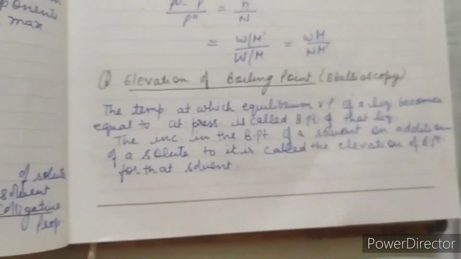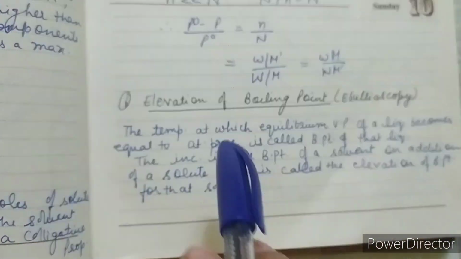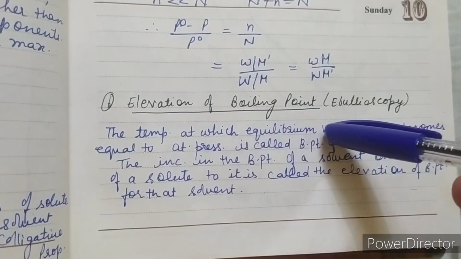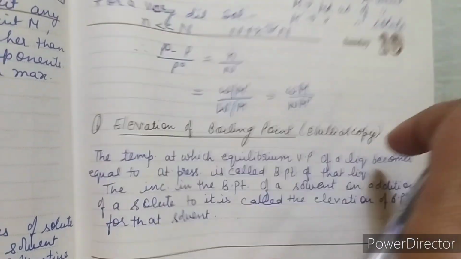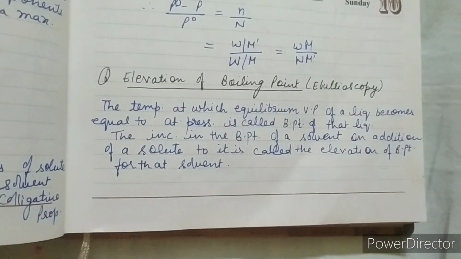Dear students, in this video we will deal with the second colligative property, that is elevation of boiling point, which is also called ebullioscopy. Now let's see first what is the boiling point of a liquid.